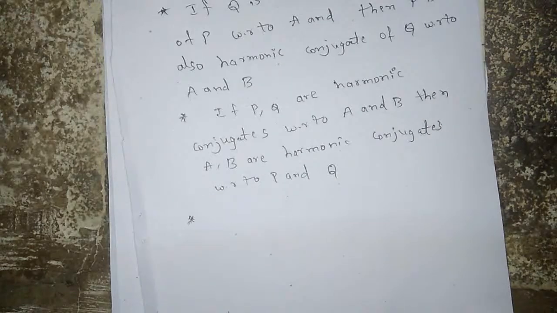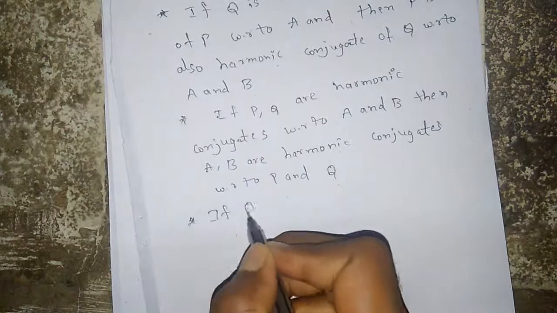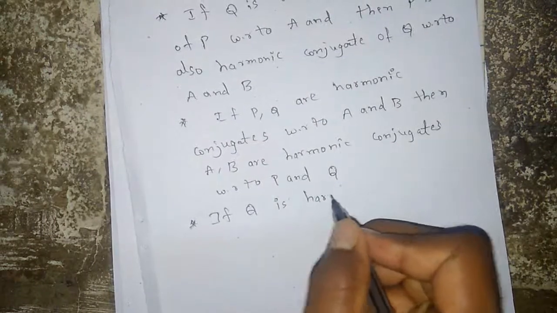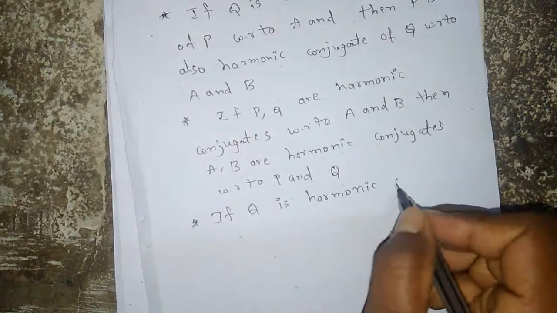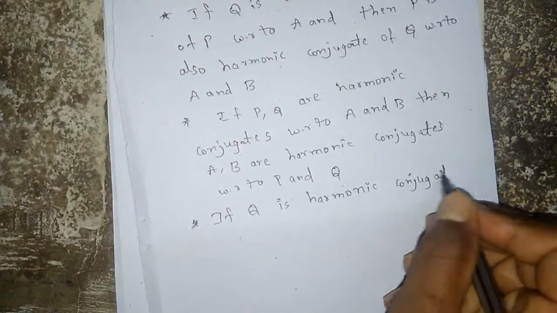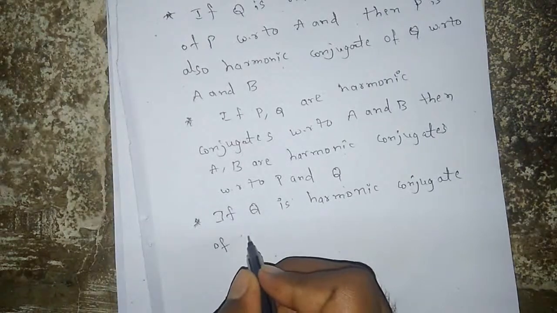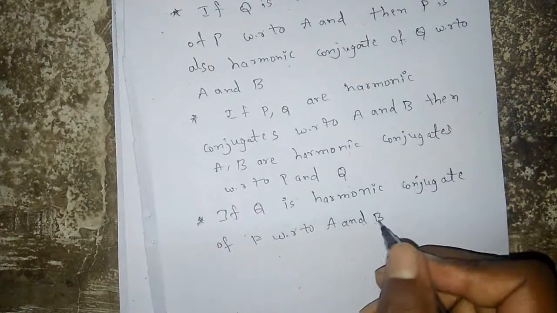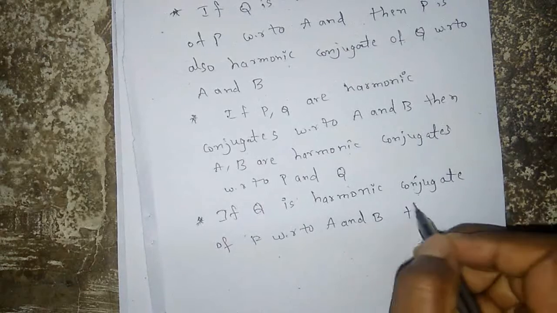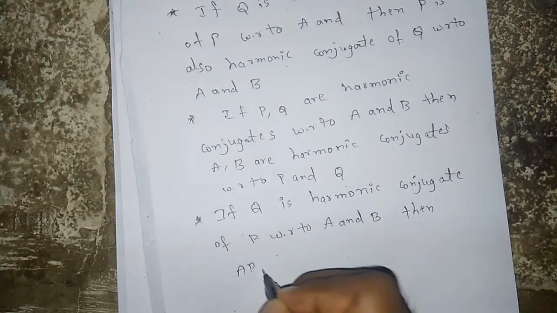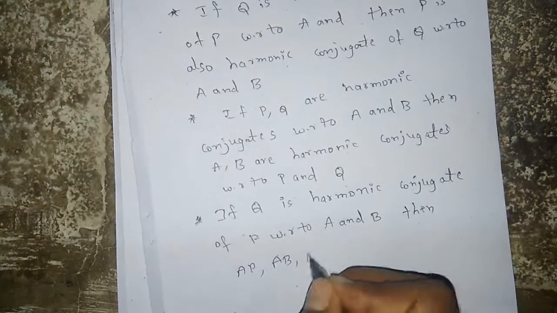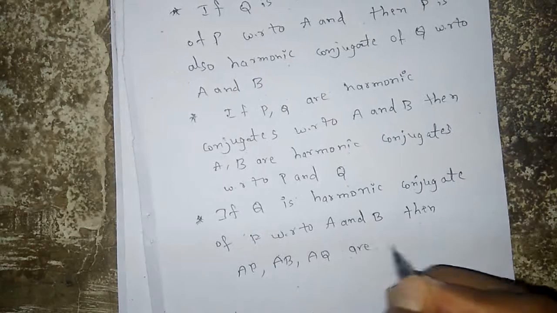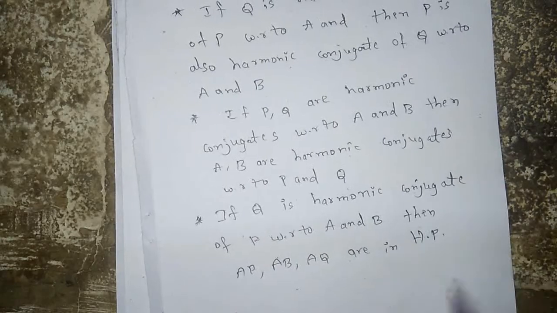Next point, if Q is the harmonic conjugate of P with respect to A and B, then AP, AB, AQ are in HP, that is harmonic progression.